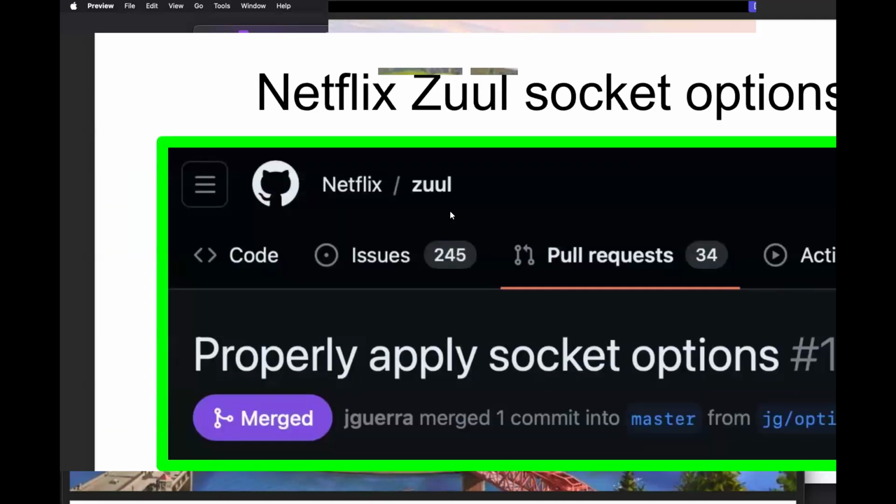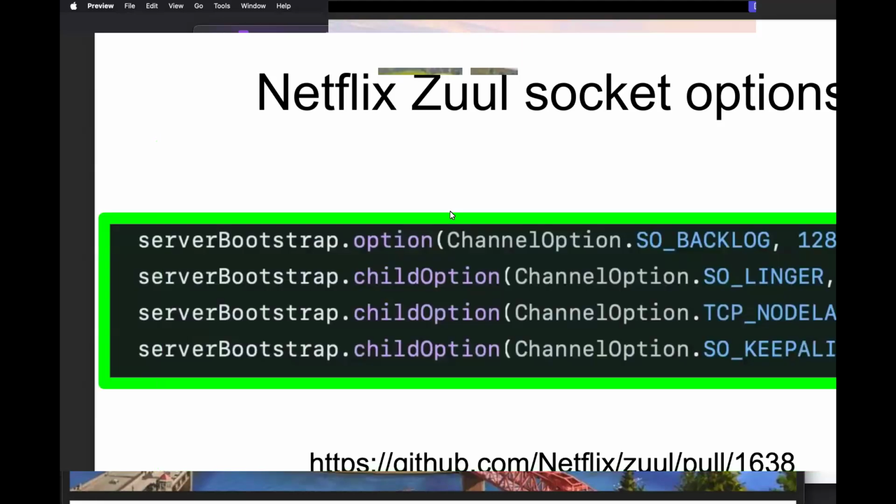Anyway, it turns out at Netflix in the Zuul gateway, there was actually a bug. I forget what year this was. This was within the last 2 years. But some of these socket options were not being initialized properly in the Zuul gateway. And so this is a pull request that got merged to address that.